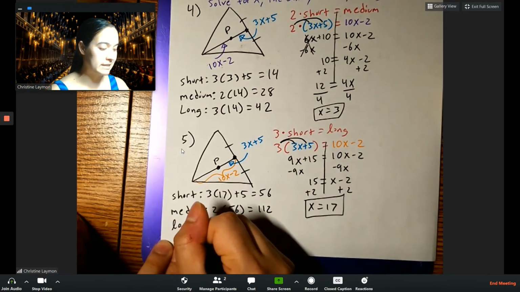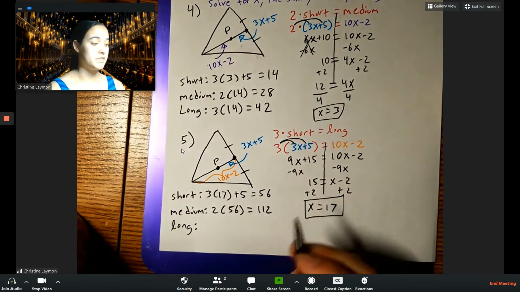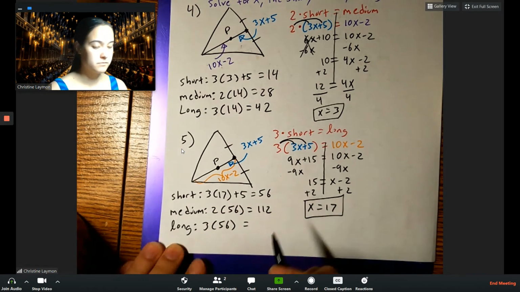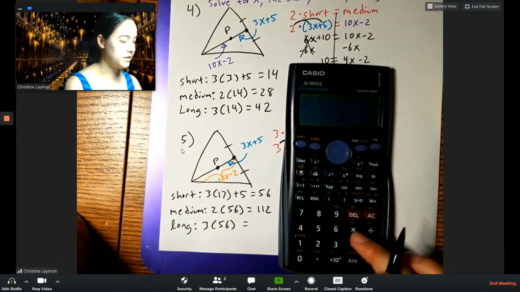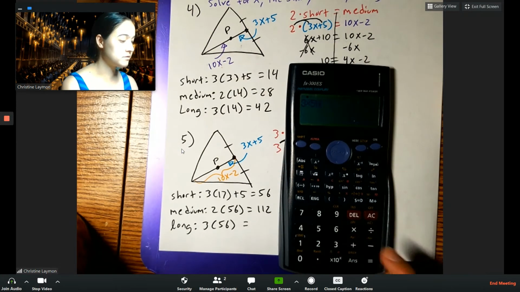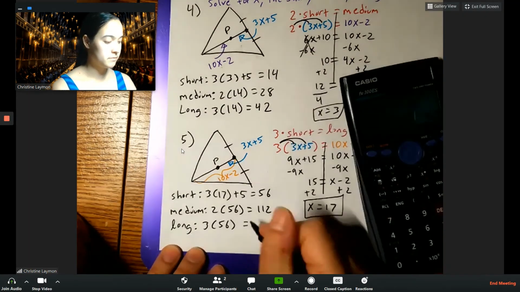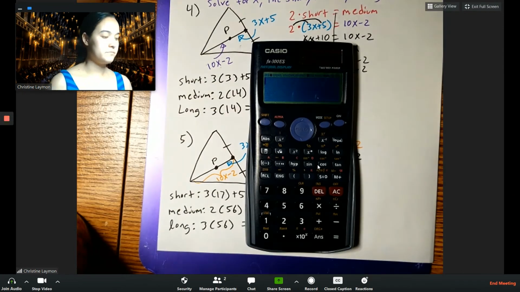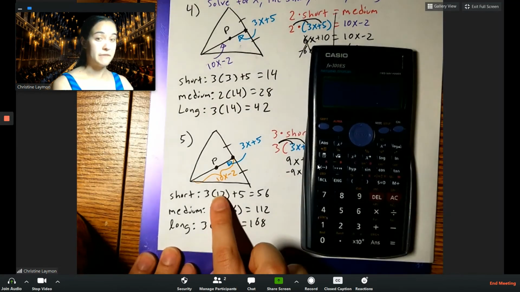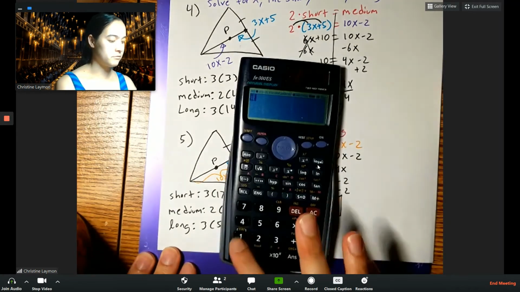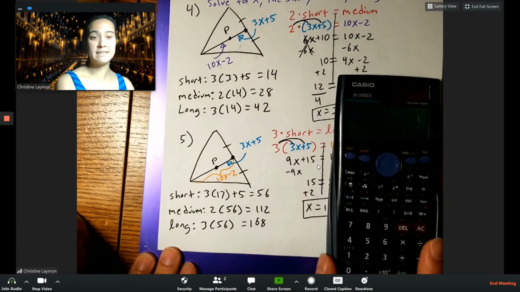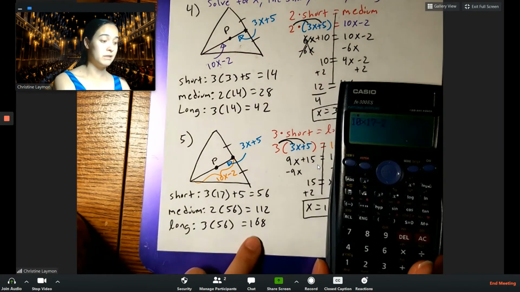And then I have my long. I'm going to do 3 times the short. So 3 times 56. So again, coming through here, 3 times 56 gets me 168. And let's go ahead and check our work as well. We're going to use x is 17 to plug it into here. So 10 times 17 minus 2, and I still get out the 168. So that means I've checked my work. I know that it really is good.